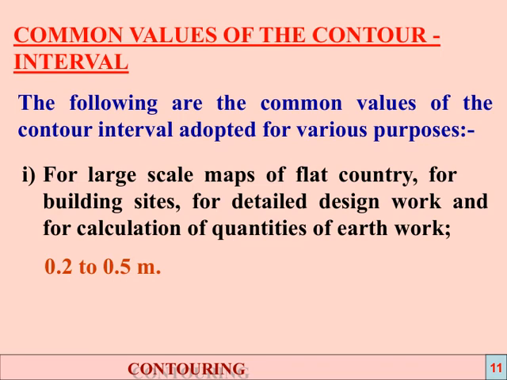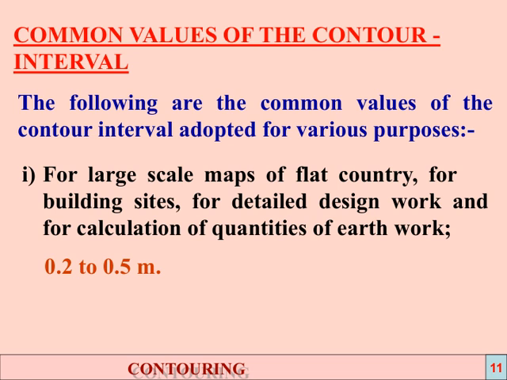Let's talk about the common values of the contour interval that are used for different purposes. When working with large-scale maps of flat areas, or for building sites, detailed design work, or calculating earthwork quantities, the contour interval typically ranges from 0.2 to 0.5 meters. This smaller interval allows for more precision and detail, which is crucial in these cases.